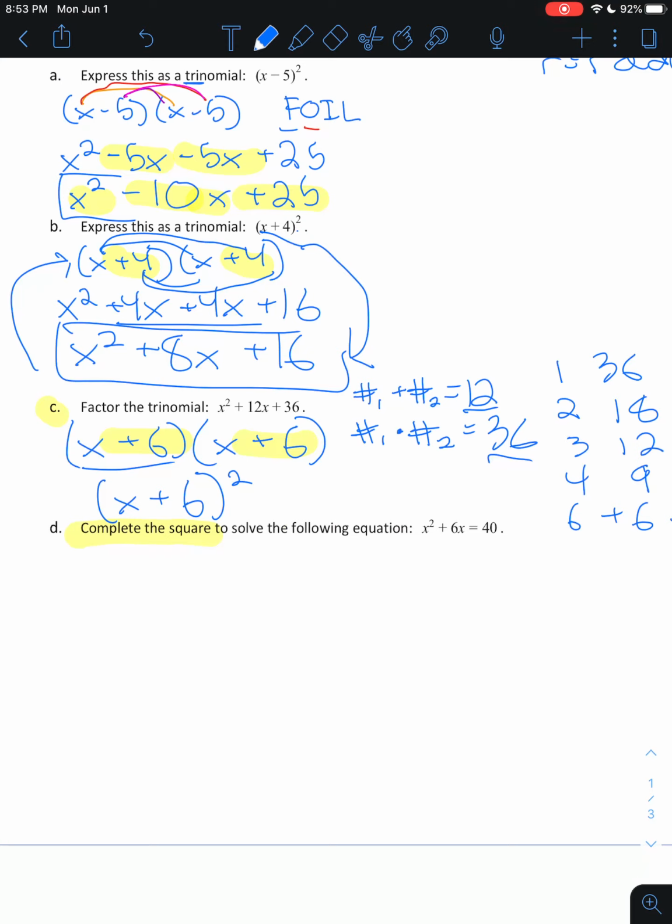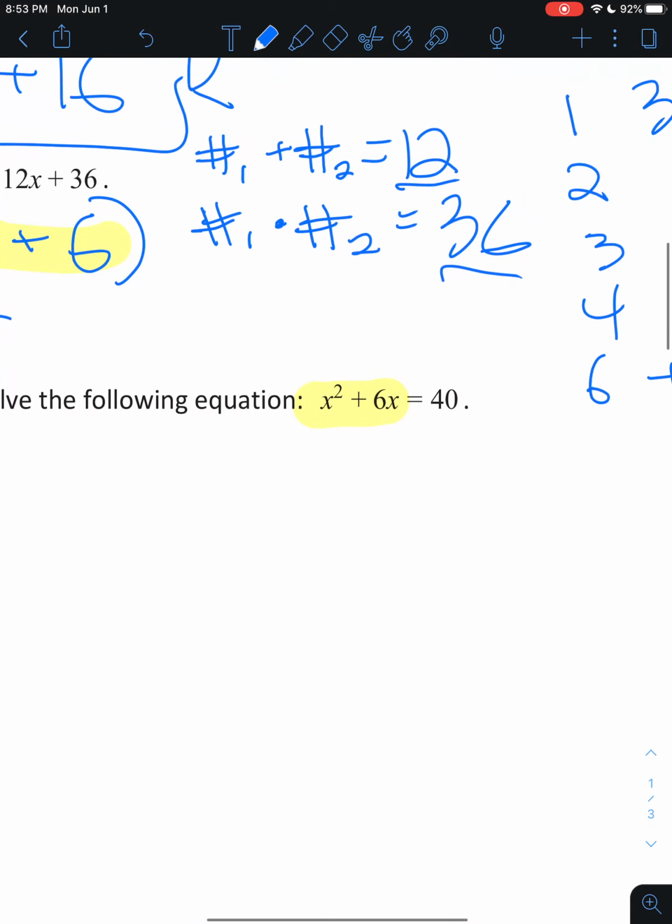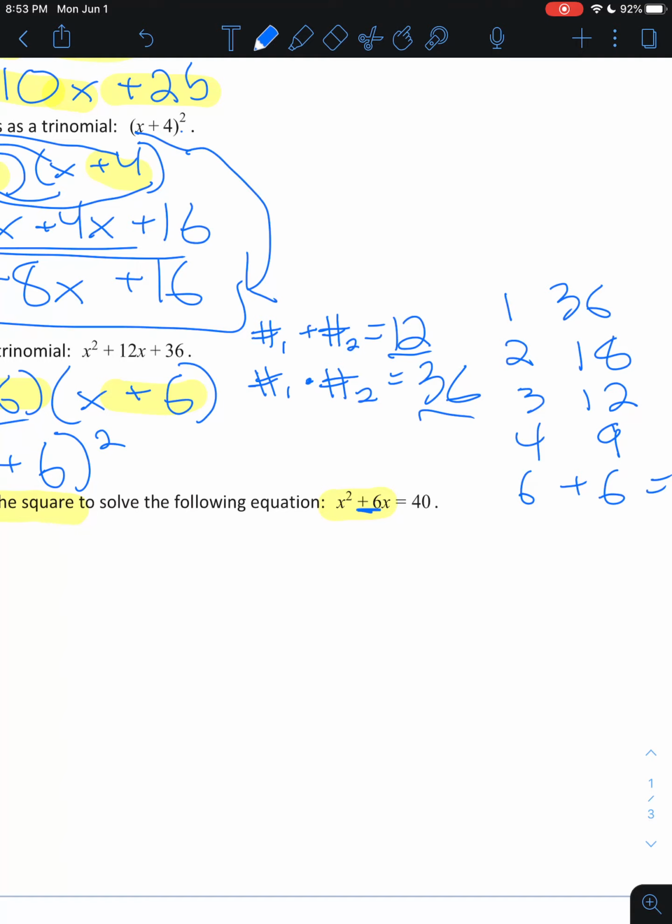So let's see here. We have this equation. The first thing we notice is that this is not a trinomial, right? This is just a binomial. So the way we can use completing the square is you're going to take this second number here. Remember, the general form is ax squared plus bx plus c. That's your standard trinomial equation. So this second number here is always called b.